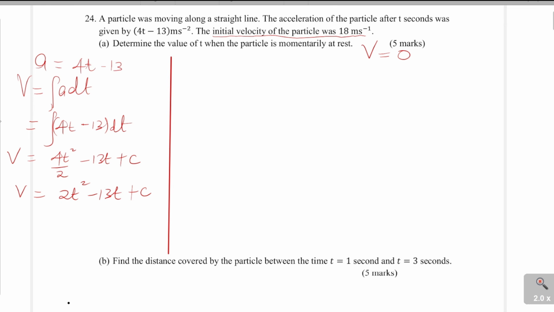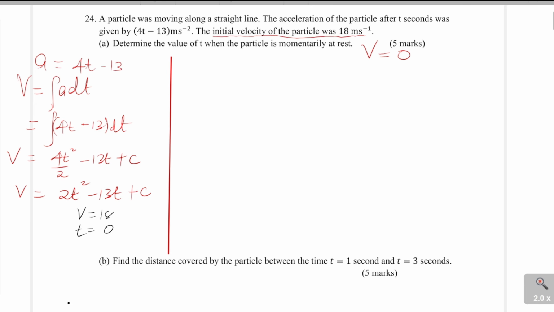So once you've done that, from this statement now, the initial velocity of the particle was 18 meters per second. So at initial velocity, time will be equivalent to 0. The time is equal to 0 seconds, and then you're given the initial velocity to be 18 meters per second.